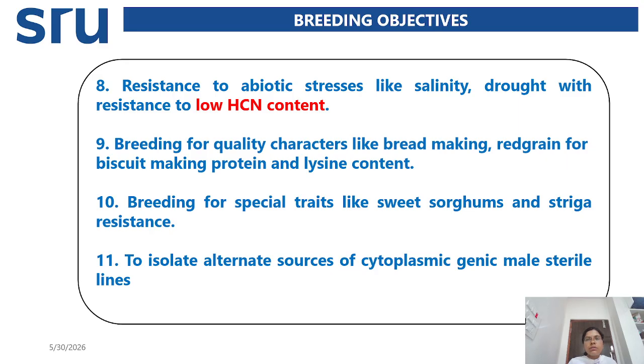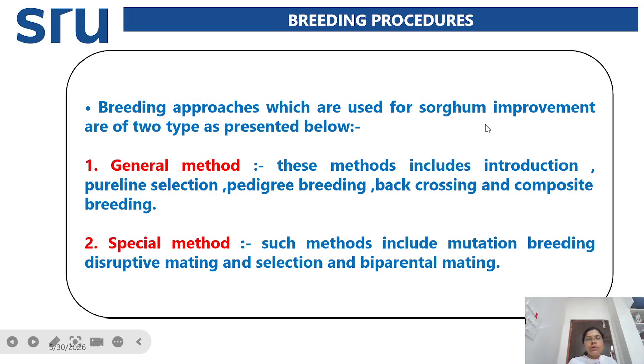So these are the most important breeding objectives in the sorghum. And next is breeding procedures. The breeding procedures which are used for the sorghum improvement are of two types, that is a general method and special method. In the general method, we are having the introduction, pure line selection, pedigree method, backcross method, and composite breeding.